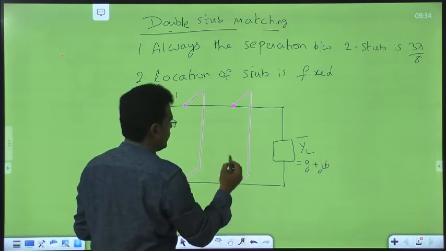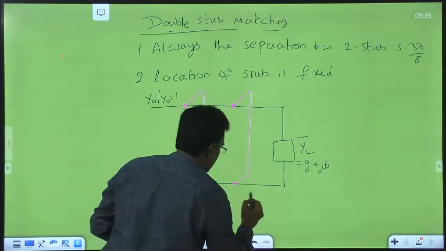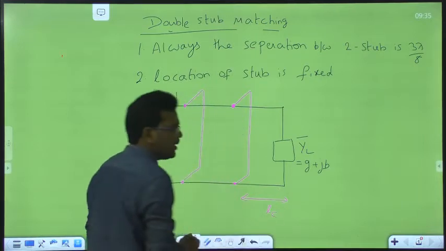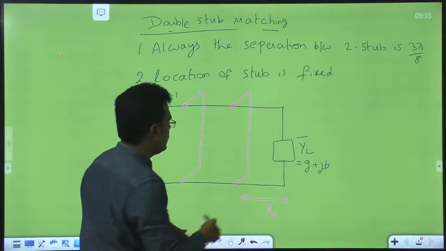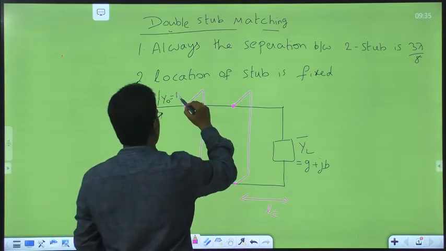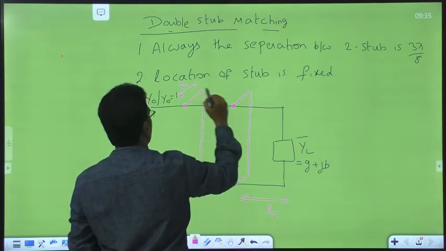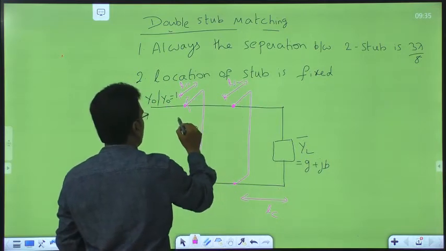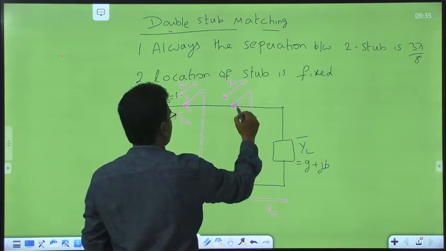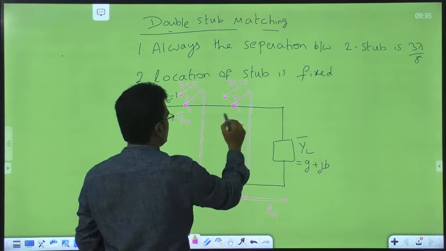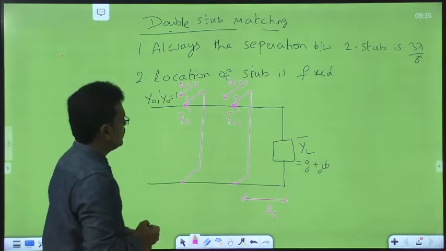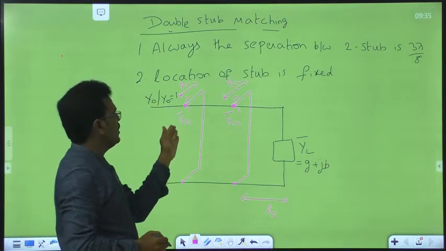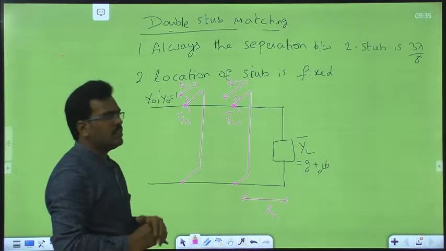How many parameters do you have to measure here? This is the location of the stub; it is fixed, but after some distance you can put it, no problem. This is the length of stub 1, this is the length of stub 2, this is the normalized stub admittance 1, and this is the normalized stub admittance 2. So five parameters: location of the stub, length of stub 1, length of stub 2, normalized stub admittance 1 and normalized stub admittance 2.